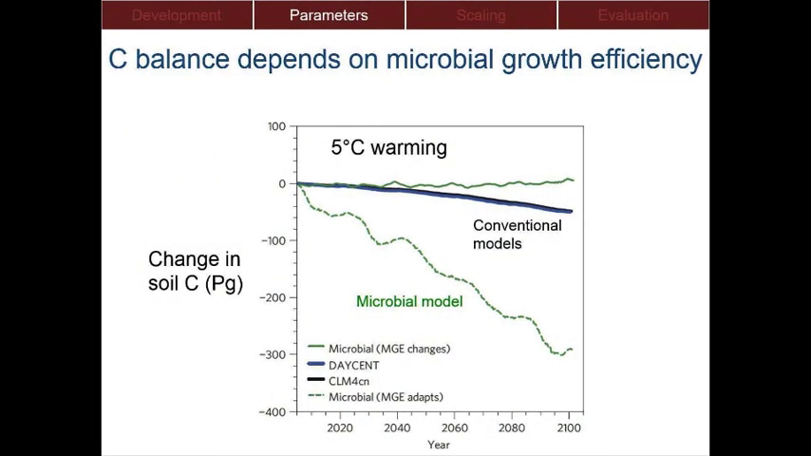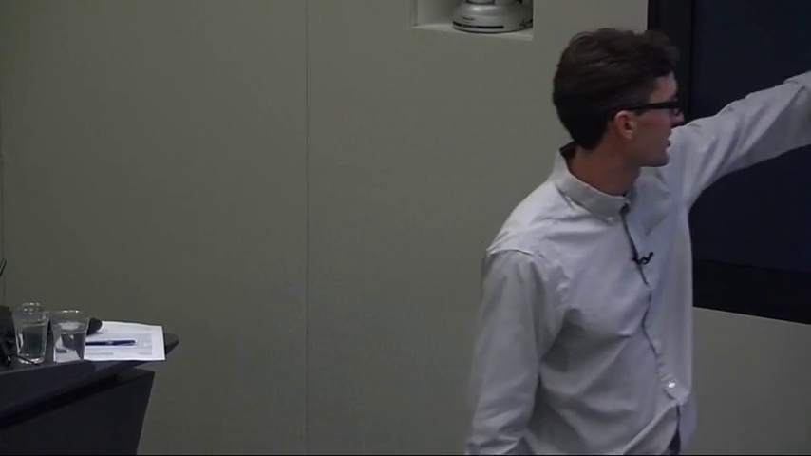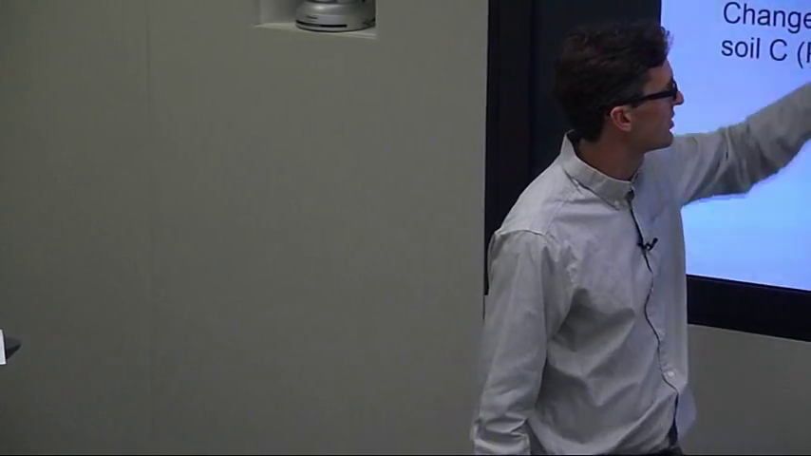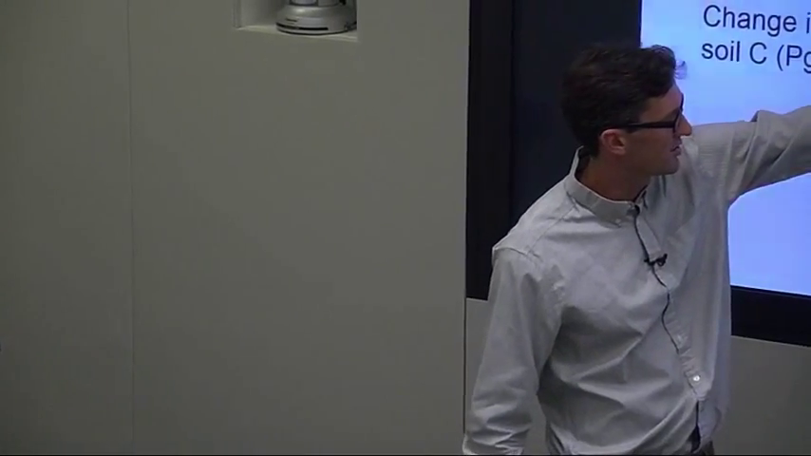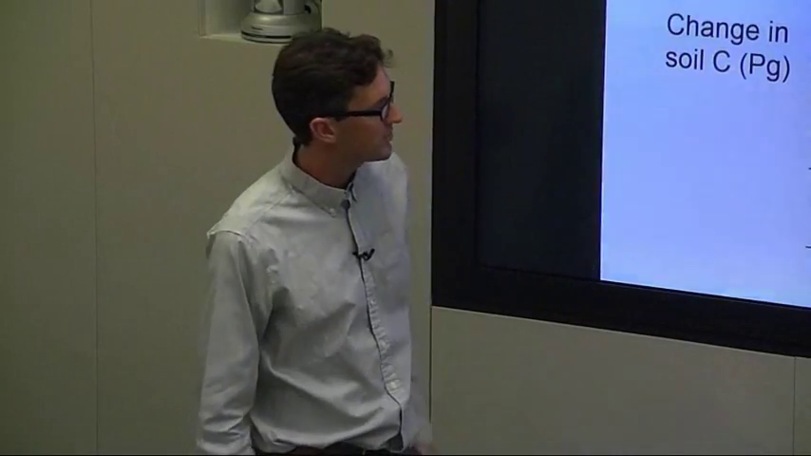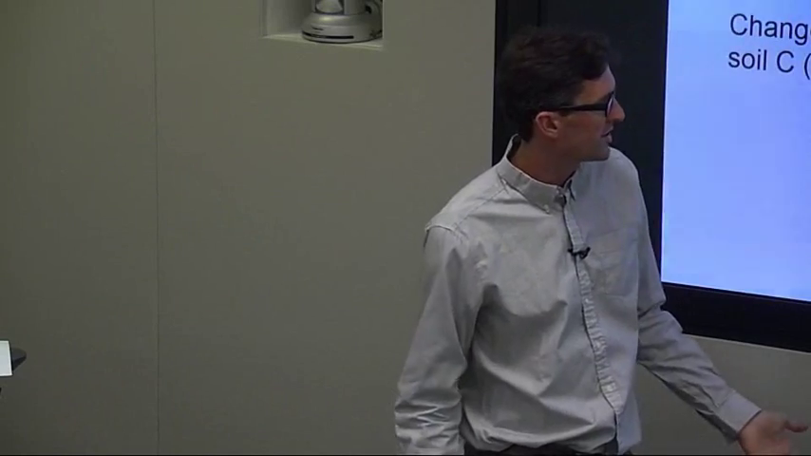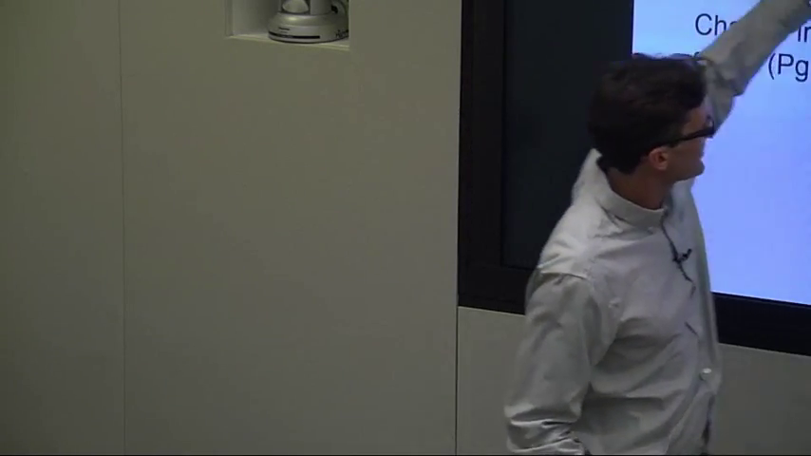So here's an example of what happens in these models when we warm up the Earth. Here's the change in soil carbon again with a 5 degrees C warming over the 21st century. These particular conventional models show some modest losses. And we can compare that to the microbial models in the green lines. What you essentially see here is a much wider range of possible outcomes in soil carbon. And those outcomes depend, as you might expect, on the microbial parameters that we're using.